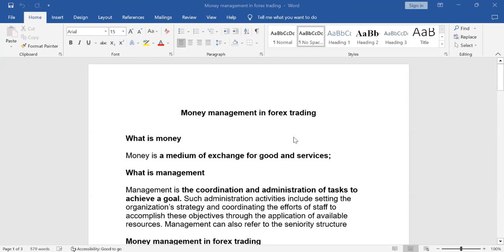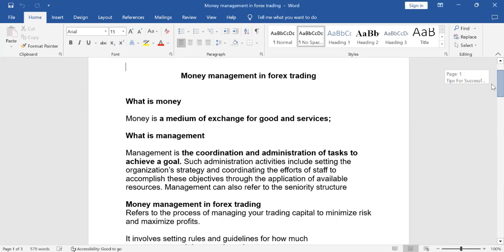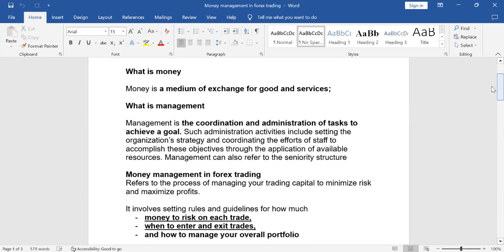And when we talk about management, it is the coordination and the administration of a task for you to achieve a certain goal. So when you establish a business, if you don't know how to manage your business well, that business will collapse.